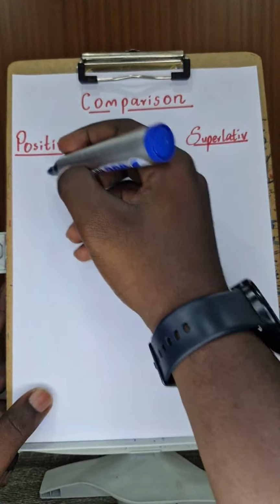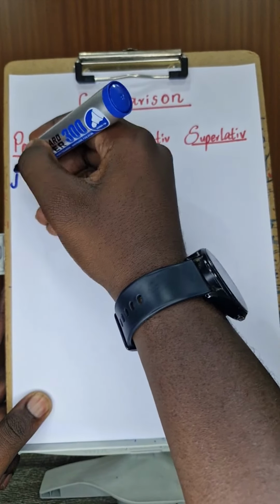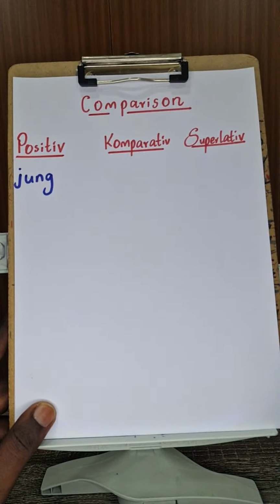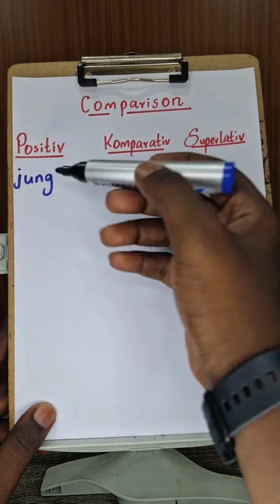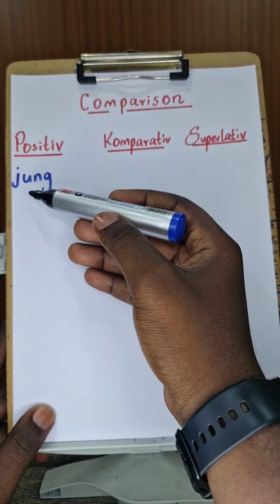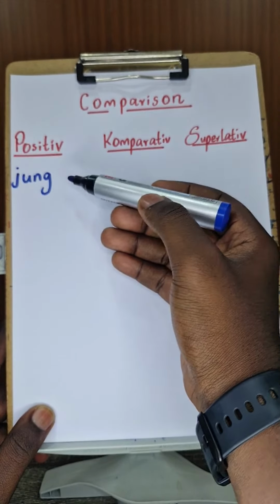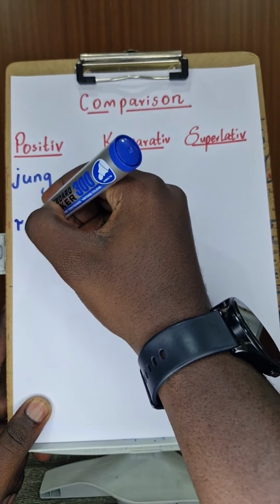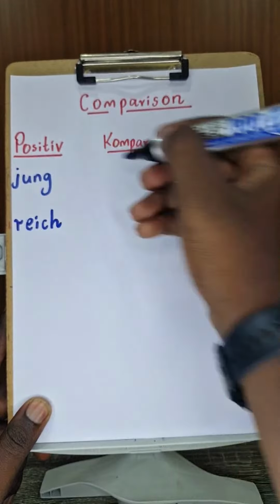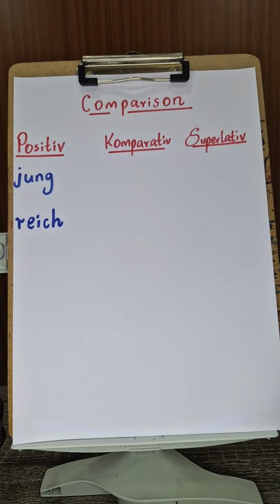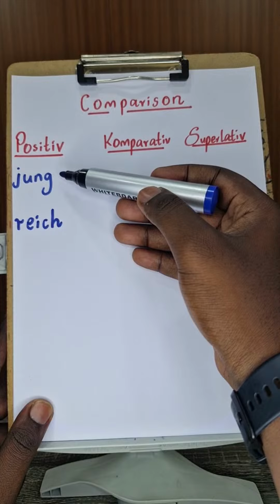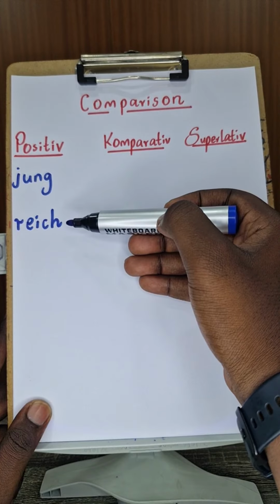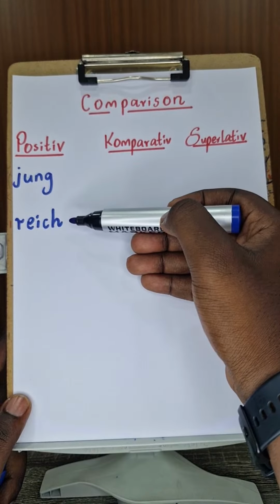So the first example that I have is, let's use jung. Normally, when you write adjectives, you have to put them in a small letter, right? Jung, small j, jung, this means young. And then I have some other examples. Let's also use reich. Now, reich is rich, just put the meanings in brackets. So there is jung, which is young. There is reich, which means rich, okay?